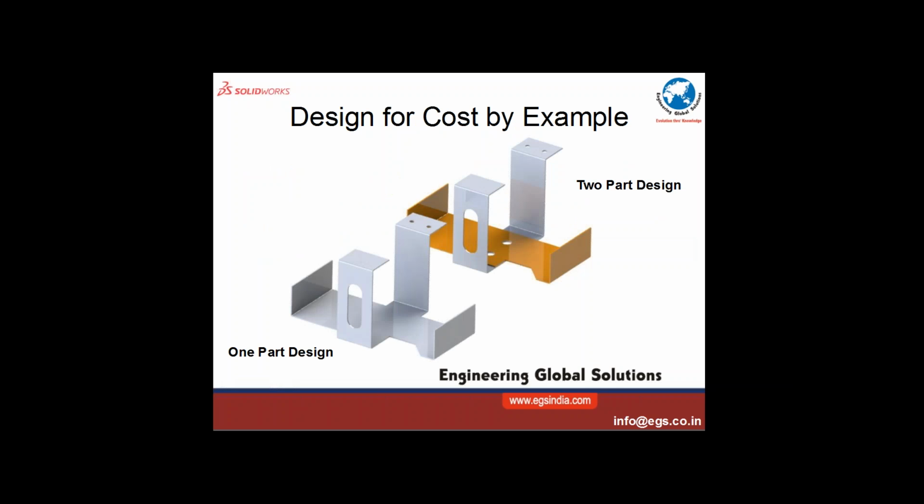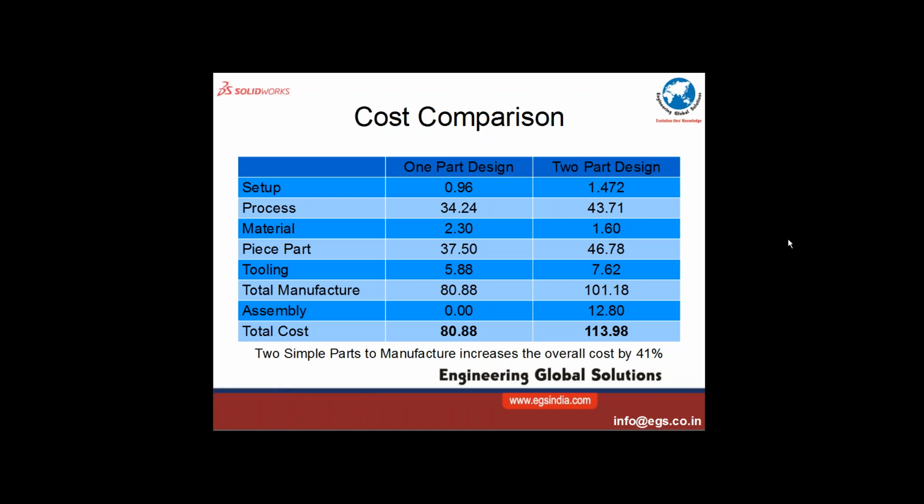So the two part design seems to be healthier cost-wise as compared to the single part design on account of its complexity. Now let us take a look at the cost comparison. The setup cost, the processing cost, the material cost, the piece part cost, the tooling costs, the total manufacturing costs, the assembly cost if it is associated with the two-part design, and the overall cost. When we summarize it, we see that the two simple parts to manufacture increase the overall cost by over 41%. In other words, the one part design could be a cheaper alternative in spite of its complexity in design in terms of its processing as compared to the two-part simple pieces design.